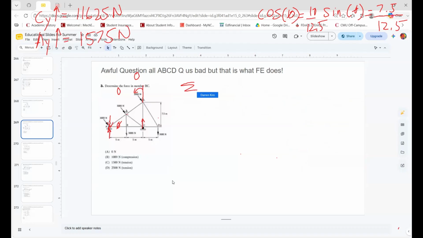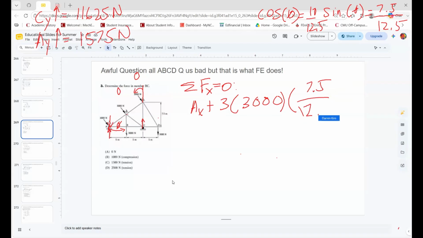Now we can do summation of Fx equals 0. And with that said, we can do Ax, and we're going to choose this direction as positive. Now we can do the sine of that, which will give you plus 3 times 3,000, and then this will be 7.5 divided by 12.5 parentheses. Equals 0. So Ax equals the negative version of that: 3 multiplied by 3,000 multiplied by 7.5 divided by 12.5, which is Ax this way equals negative 5400 newtons. Okay, we have done everything.